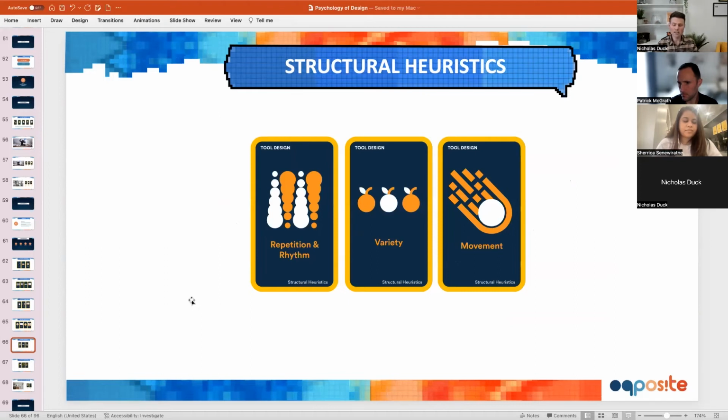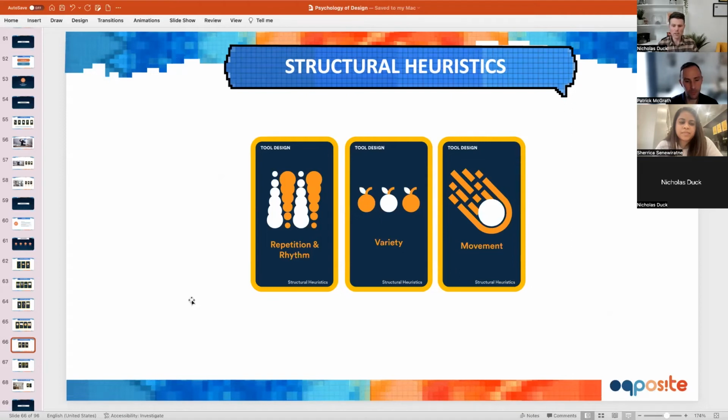You can use variety, again, to make things stand out, but also to make things interesting for the user so it's less monotonous. So if you're designing a task for someone working in a control room where they might be working on a monotonous task, breaking up their tasks is an example of variety.